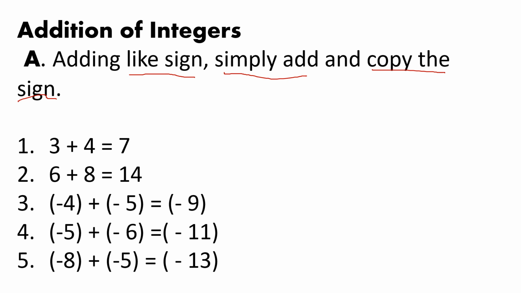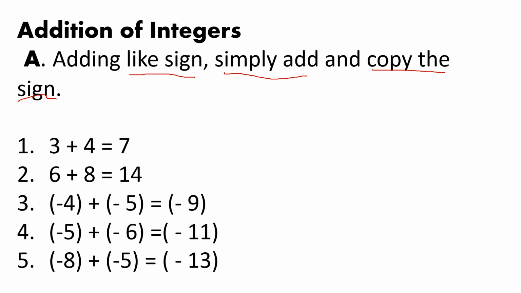So we have here the first example. Positive 3 plus positive 4 is equal to positive 7. So simply add 3 plus 4 and then copy their sign. Their sign is positive. Therefore, our answer is positive 7. Number 2, positive 6 plus positive 8 is equal to 6 plus 8, 14. Their sign is positive, therefore the answer is positive 14.